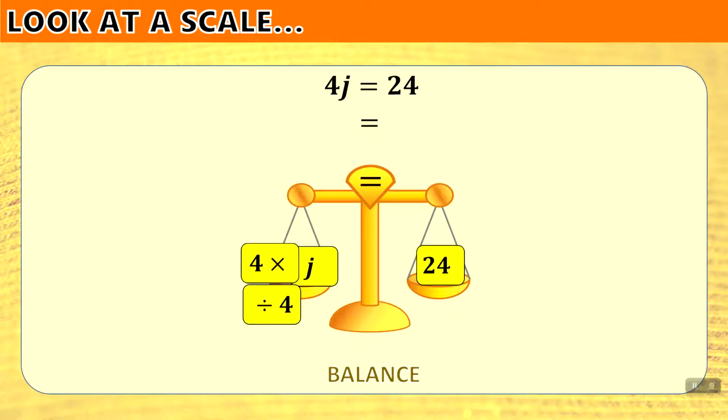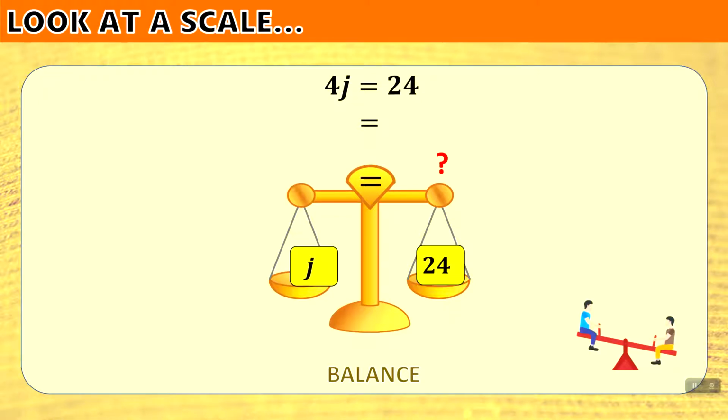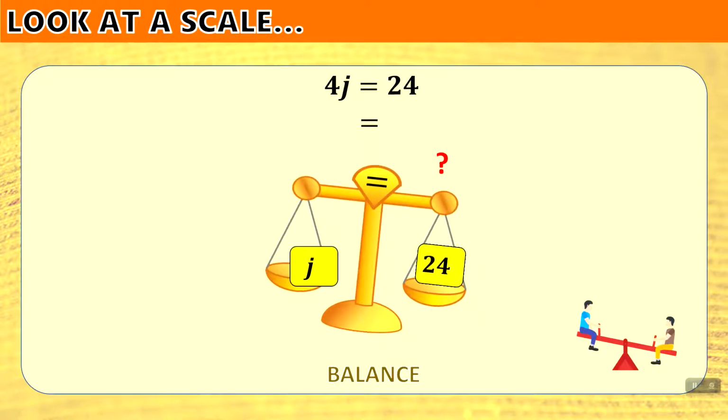So we need to apply a division sign on the left-hand side to get rid of the 4 to leave the j, the unknown, by itself. However, if we do that to the left-hand side, what happens to the right-hand side of the balance? If you remember in school, when you sat on a seesaw, if someone lightened the load on one side, it would be heavier on the other side. So if we got rid of the 4 on the left side, our balance would tilt to the right.